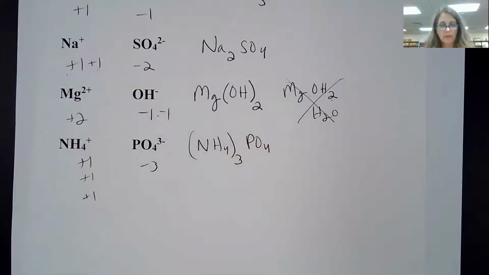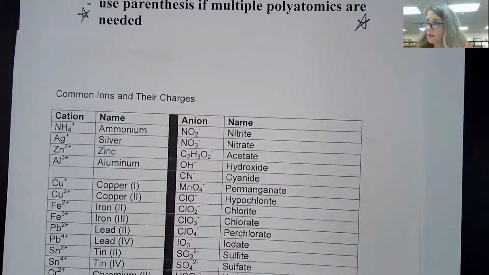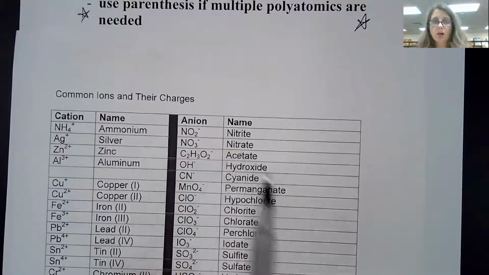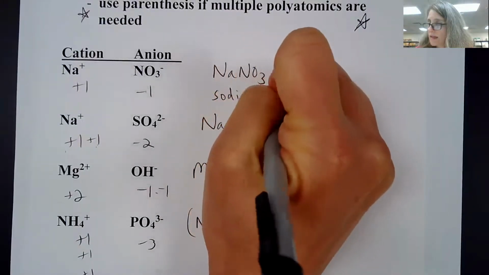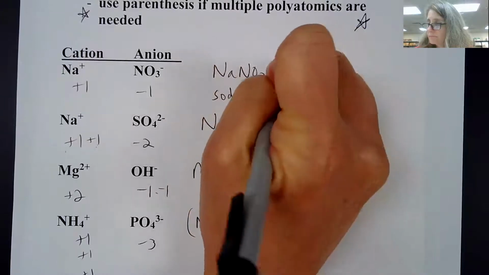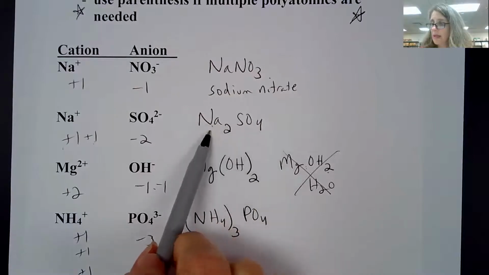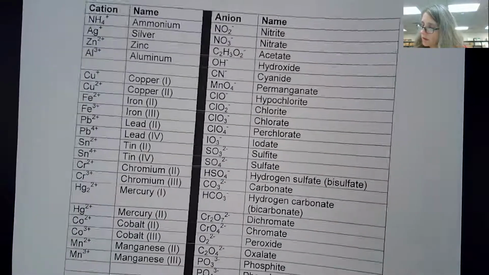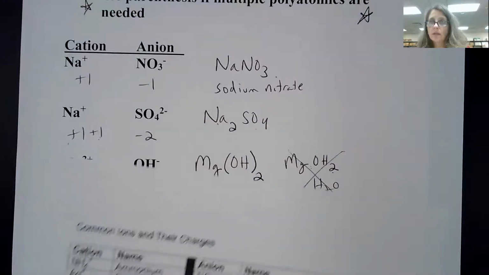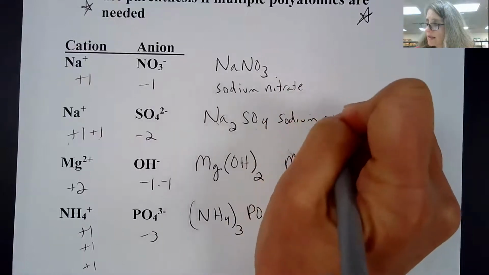Now, in terms of naming, the cool thing is, all you got to do is name what you see. So if I see NO3, it's going to be called nitrate. So I call this sodium nitrate. So what about this one, Na2SO4? Well, SO4 on your list is called sulfate. So again, it's just going to take some practice getting used to everything's name.